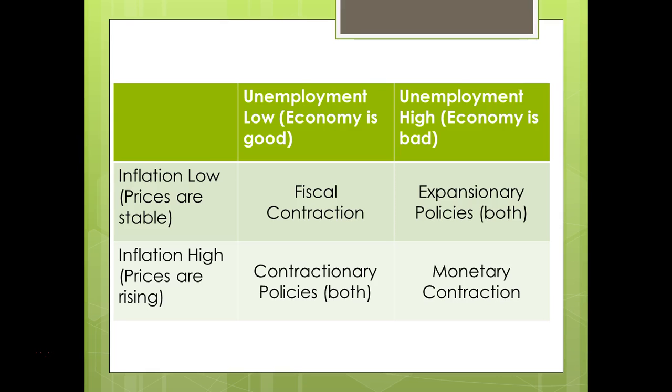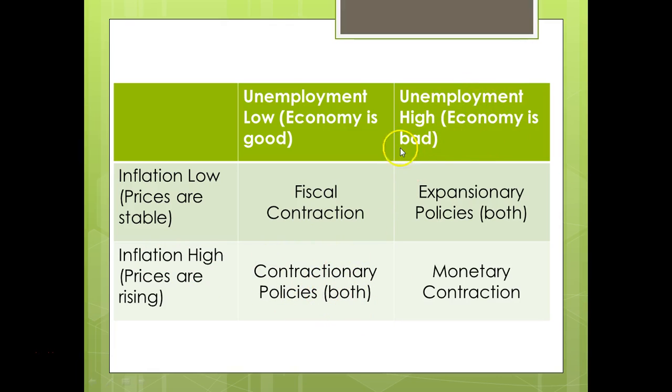This is a chart to look at when we would use each type of policy. If unemployment is low and inflation is low, we could use fiscal contraction. The economy is good, so we'll use fiscal contraction to slow the economy down a little bit, but we can pay off our national debt. But if the economy is good and inflation is high, we'll use contractionary policies to take money out of the economy to slow down inflation while we continue to pay off the debt.